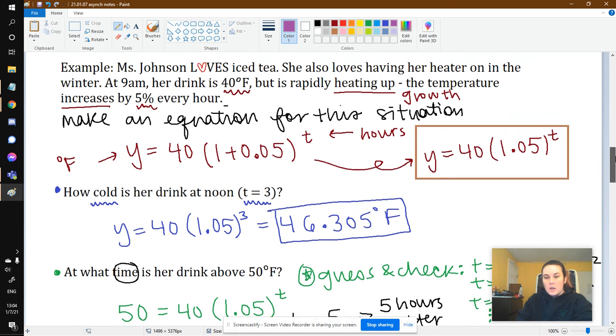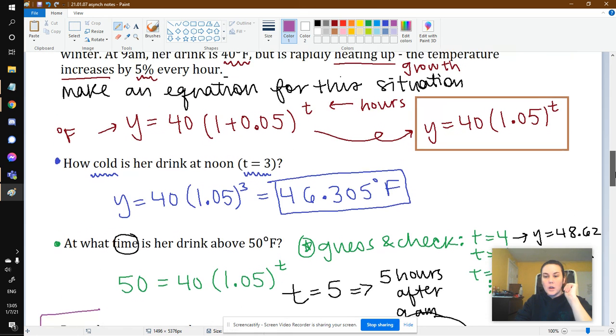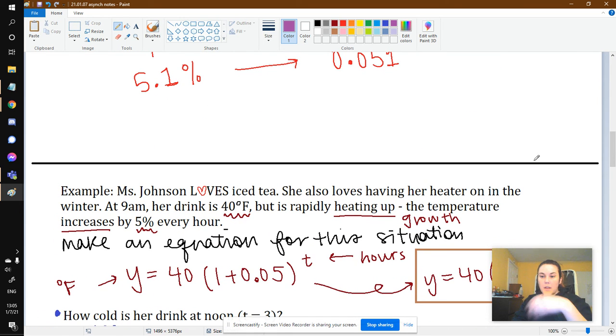These three, writing the equation, using them to find the total value, and then using them to guess and check for the time, those are what we're going to be doing for our homework. If you feel like you need help with that, email me, come to office hours, reach out to your friends and your classmates.